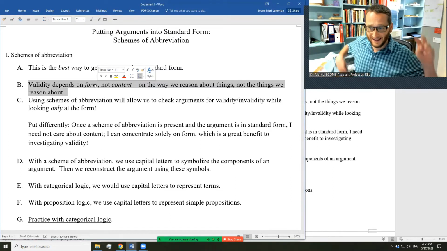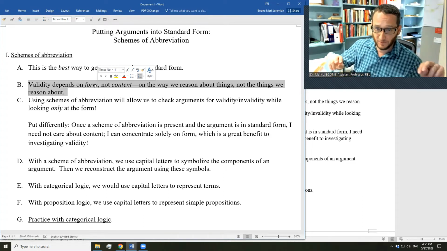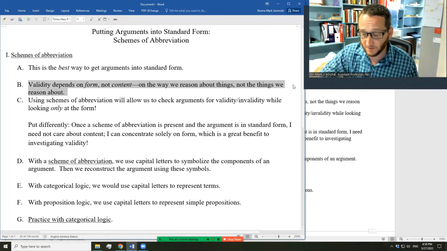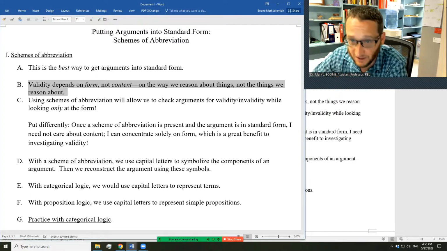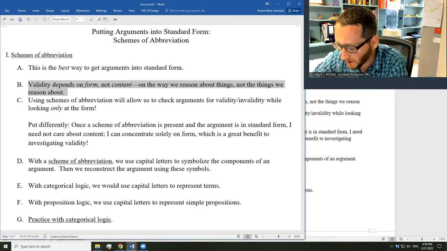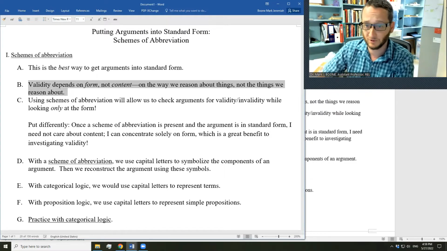An argument is valid in the technical sense in which we're using the term valid in logic class. An argument is valid if it's not possible for the premises to be true and the conclusion false at the same time. In other words, an argument is valid if it's a successful deductive argument. A deductive argument is one that's meant to guarantee the conclusion given the premises. And an argument is valid if the structure of the argument is such that it's not even possible for the premises to be true and the conclusion false at the same time.